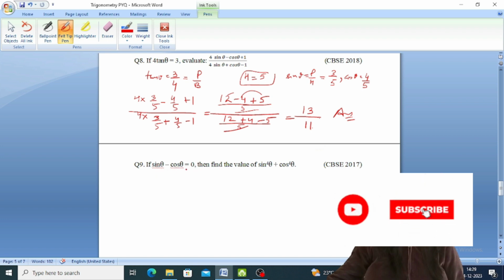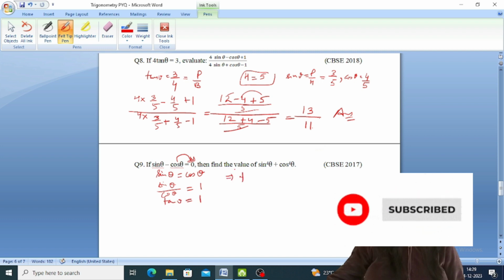It's sin theta minus cos theta equal to 0. This is given, and you need to find the value of sin 4 theta plus cos 4 theta. So I am starting this question with finding the value of theta. Let's see the solution. We can write this as sin theta equals cos theta. I am shifting this minus cos theta to the right side, which is 0 plus cos theta, cos theta. Now I am dividing this by cos theta. So it will be sin theta upon cos theta, and cos theta by cos theta is 1. So this is tan theta equals 1.